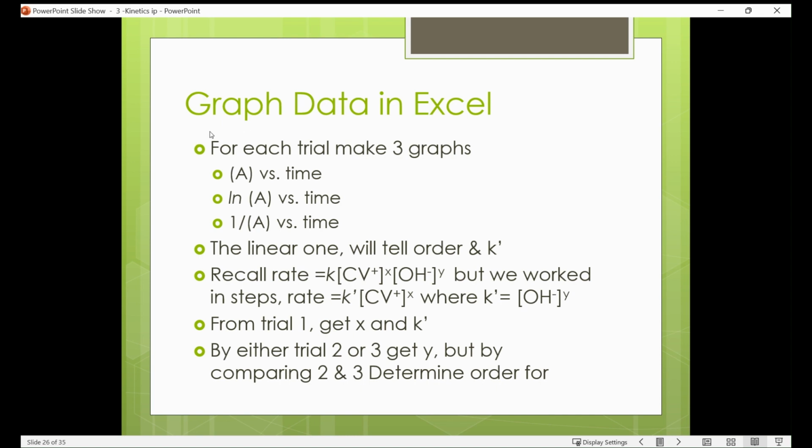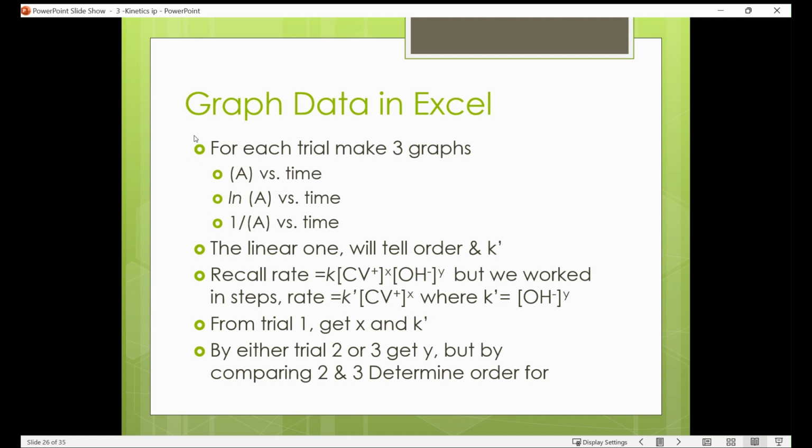Once you find the one that's most linear, it'll tell you whether it's zero, first, or second order, and the slope will tell you k prime. Remember, this is the rate law we're trying to solve. In the first run, we have such a high base concentration that this remains constant, so the rate law looks like this. From trial 1, we'll get the order and then the rate constant. Trial 2 and trial 3 will then give us y.